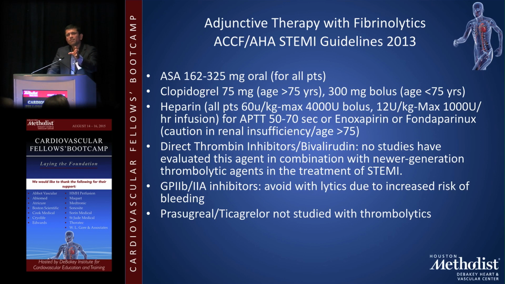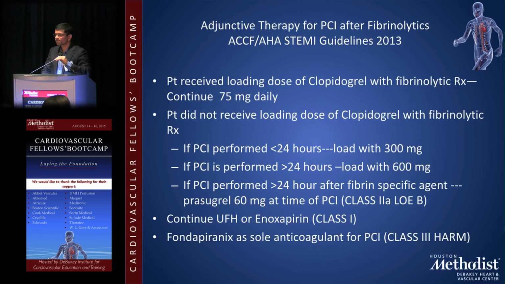And if the patient is more than 75, it's preferable, class 1, to only give 75 and not the bolus, because there's a high risk of bleeding associated with the thrombolytic therapy and Plavix bolus early on, at age 75 years or more. Then among the anticoagulants, you have the choice to use heparin, enoxaparin, or fondaparinux, any one of these three. And caution is for renal insufficiency: in fondaparinux and enoxaparin, you have to adjust the dose. Okay.